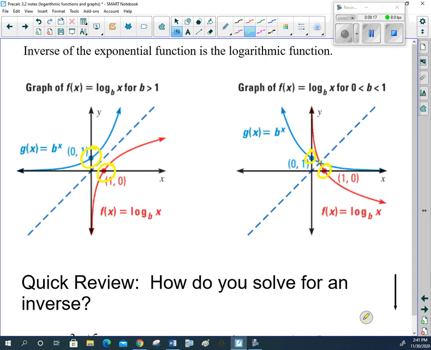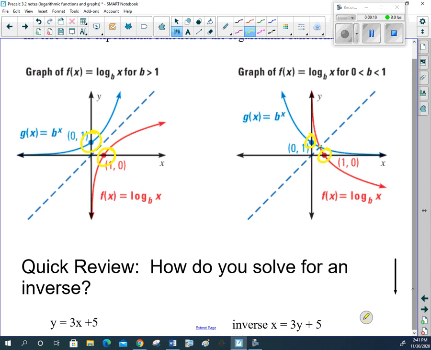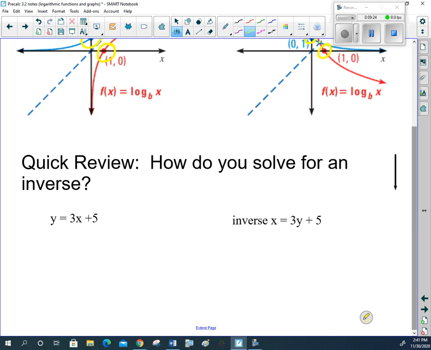So down below, we kind of just already talked about this. This says a quick review. How do you solve for an inverse? Remember what I said earlier. If we were going to solve, we would switch the x and the y, and then I would resolve it. So here we go. We got x equals 3y plus 5. Resolve it for the letter y. Then divide by 3. So y equals 1/3 x minus 5/3, dividing them both by 3. So that's our inverse.